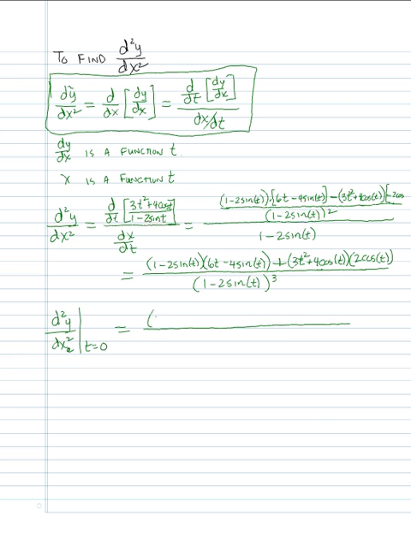So in this case, we'll have 1 minus 2 times the sine of 0, which is 0. And we'll have 6 times t, which is 0, minus 4 times the sine of 0, which is 0, plus 3 times t squared, 0 squared, plus 4 times the cosine of 0, which is 1. And then multiply that with 2 times the cosine of 0, which is 1. And all that's divided by 1 minus 2 times the sine of 0, which is 0, and all of that's cubed.